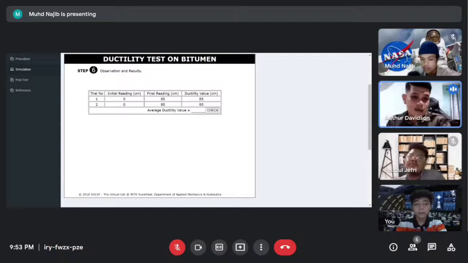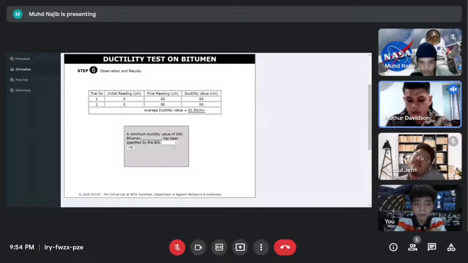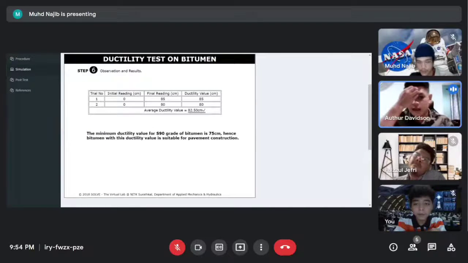this is the data that we get from the test. For trial number 1 and number 2, the initial reading is 0. For the final reading, trial number 1 is 85 centimeters and the ductility value is also 55 centimeters. For trial number 2, the final reading is 80 centimeters and the ductility value is also 80 centimeters. For the average ductility value, we add trial number 1 and number 2 and then divide by 2. 85 plus 80 gives 165, divided by 2 gives 82.50 centimeters.